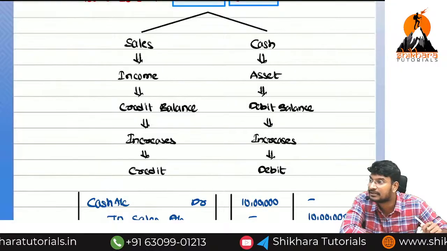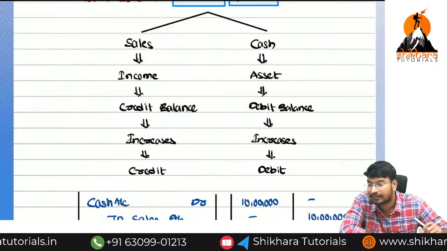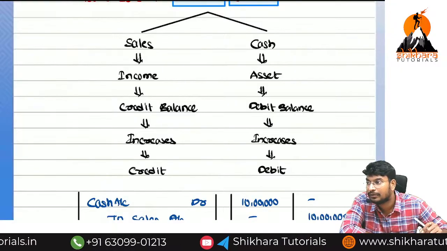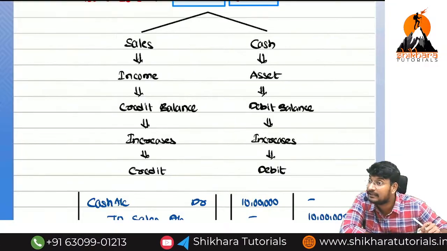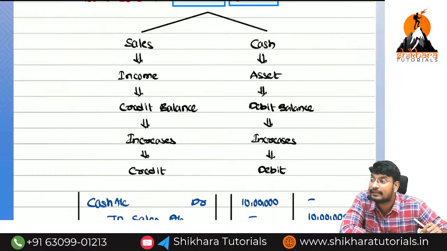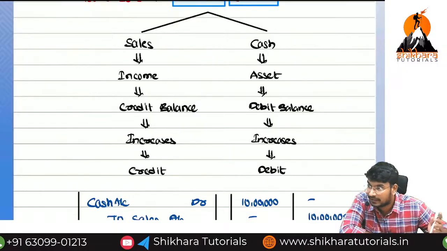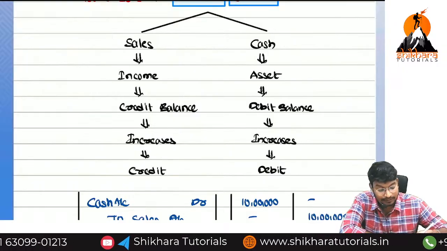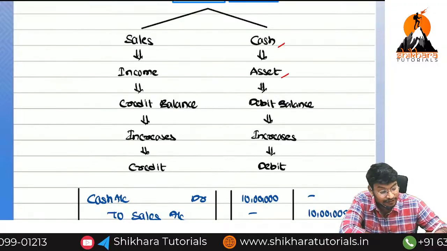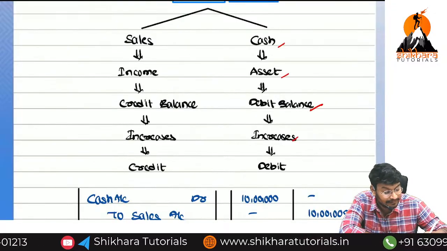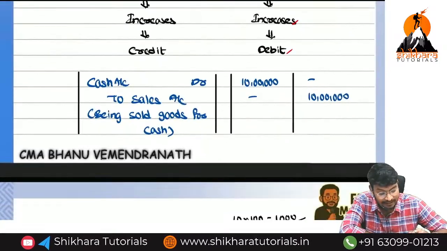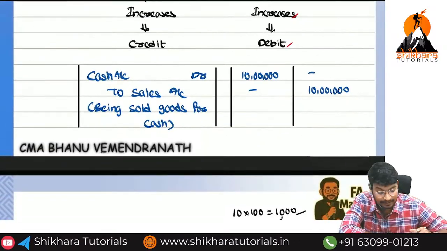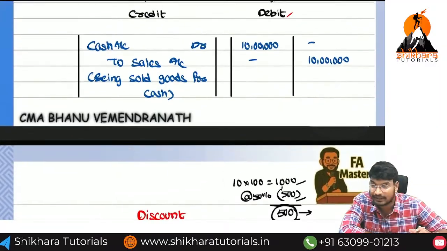Always incomes and expenses are increases. So increases means what we need to do? Credit. Then cash, an asset, debit balance: increases or decreases? Sorry, comes in, so it increases. Cash, asset, which balance? Debit balance increases. What we need to do? Debit. So what is the journal entry we need to record? Cash account debited to sales account, being sold goods for cash.